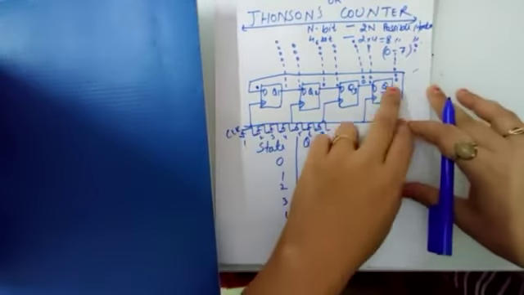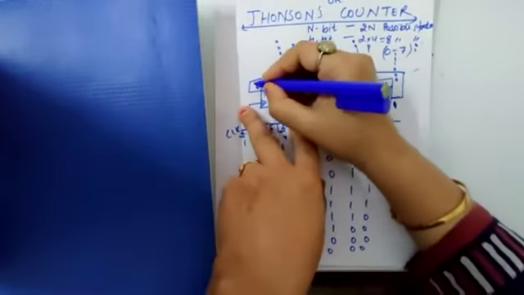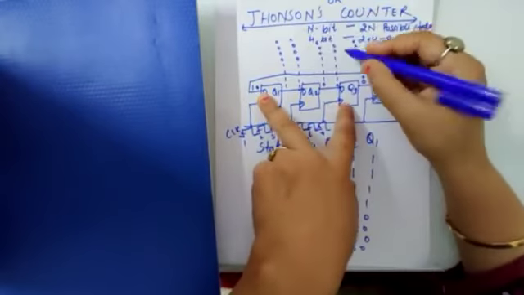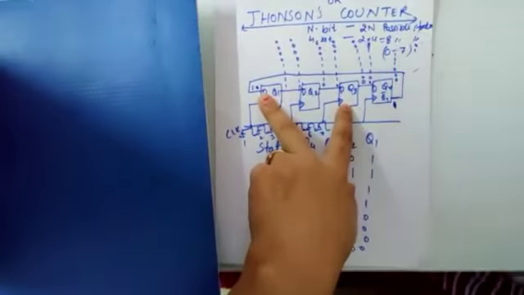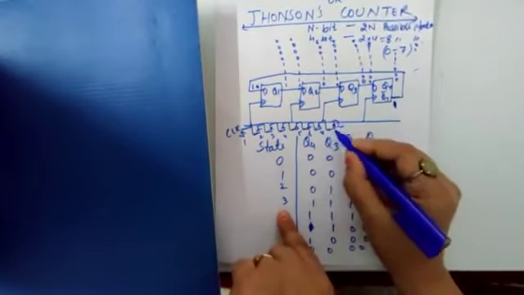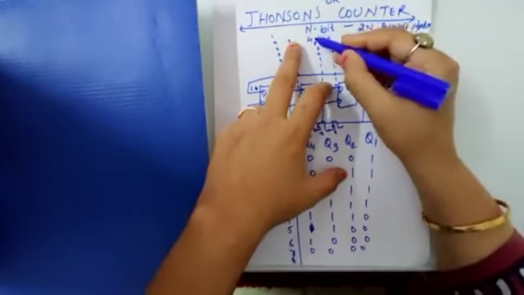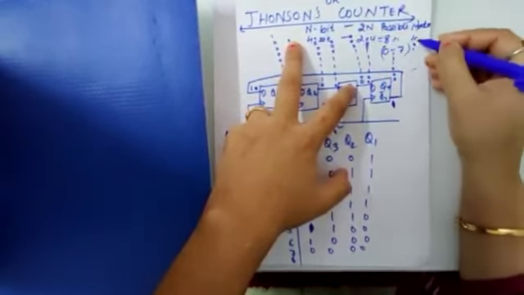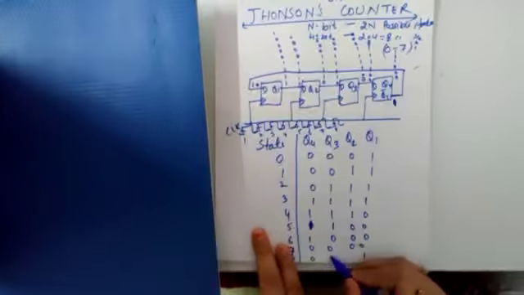Now we apply the eighth clock pulse. Now Q4 is 0, so definitely Q4 bar is 1. Now this 1 is fed back to the input. So Q1 input is 1. Q2 input is 0. Q3 input is 0. Q4 input is 0. So after applying the 8th clock pulse, Q1 is 1, and Q2, Q3 and Q4 are 0.